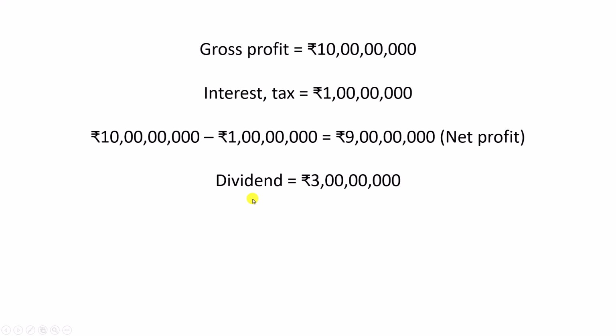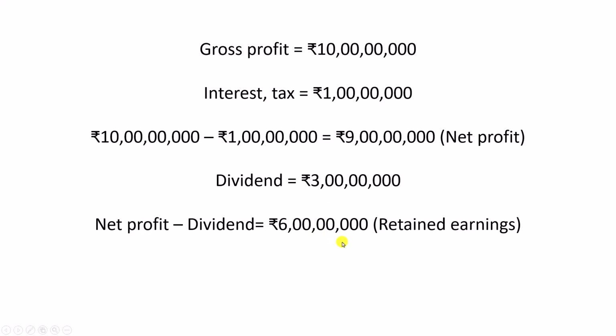How does it work? I've made a video about it and it is on the channel. You can go through it. Let us say that 3 crore rupees is given out as dividend to the shareholders. So 9 crore rupees minus 3 crore rupees comes to 6 crore rupees. Now this 6 crore rupees is called retained earnings. So what is retained earnings?